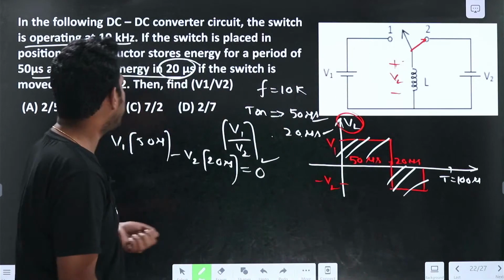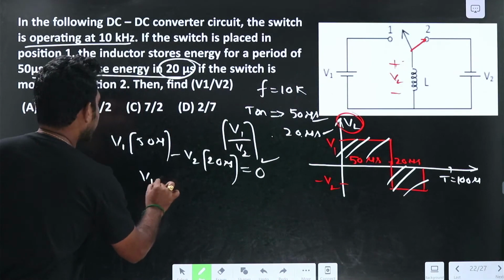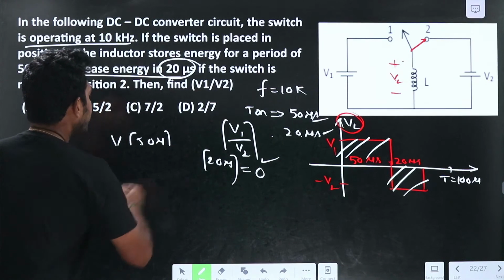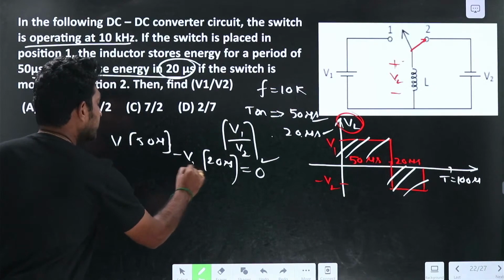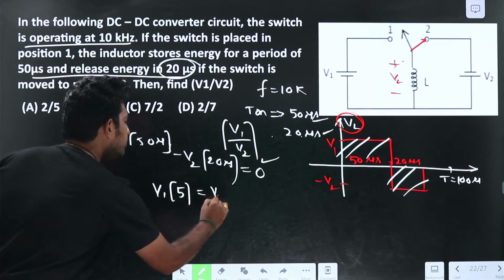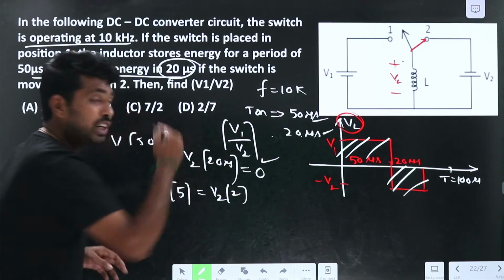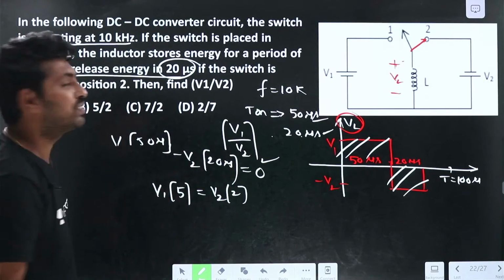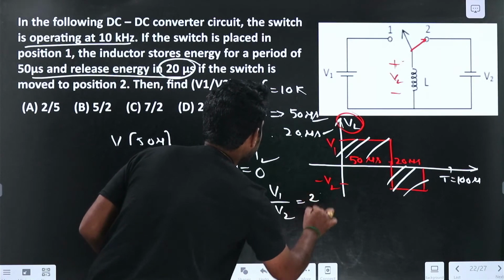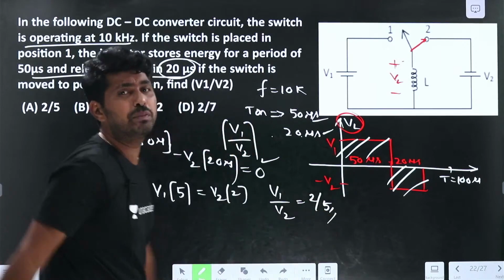So from this I can find V1 into 5 equal to V2 into 2. Now tell me, what is V1 by V2? V1 by V2 equal to 2 by 5. So very simple question. We just need the basic concept, that's it.